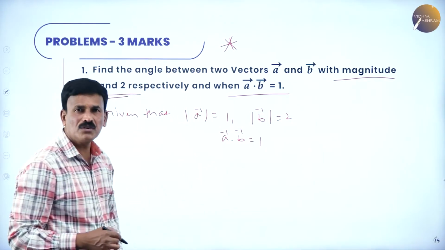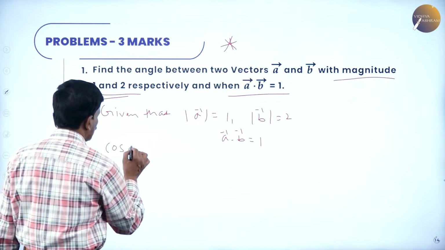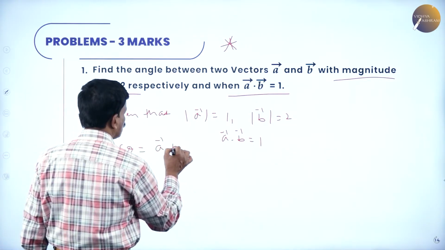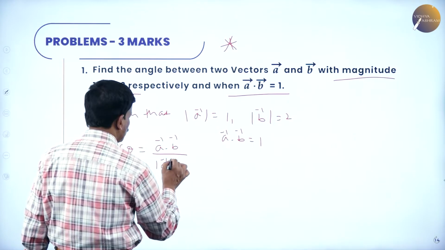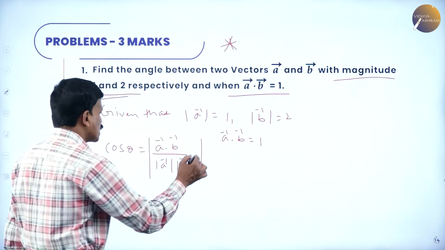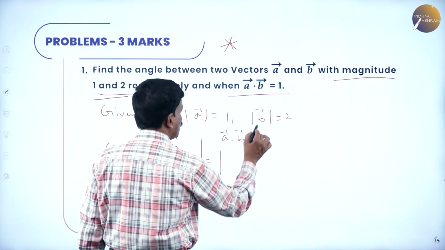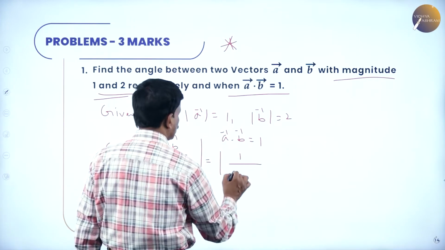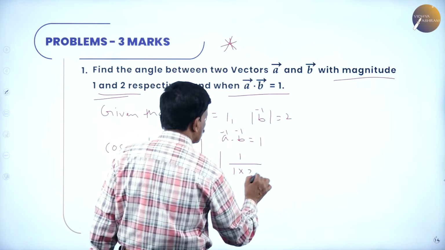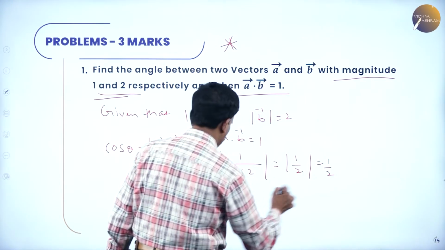Okay. Now they have given length of A, length of B and A dot B. What is the formula? Cosine of angle between the vectors, cos theta is equal to vector A dot B divided by length of A into length of B. Very simple. Straight away substitute the values. Cos theta is equal to A dot B, which is 1, divided by length of A, which is 1, into length of B, which is 2. This is equal to 1 by 2.